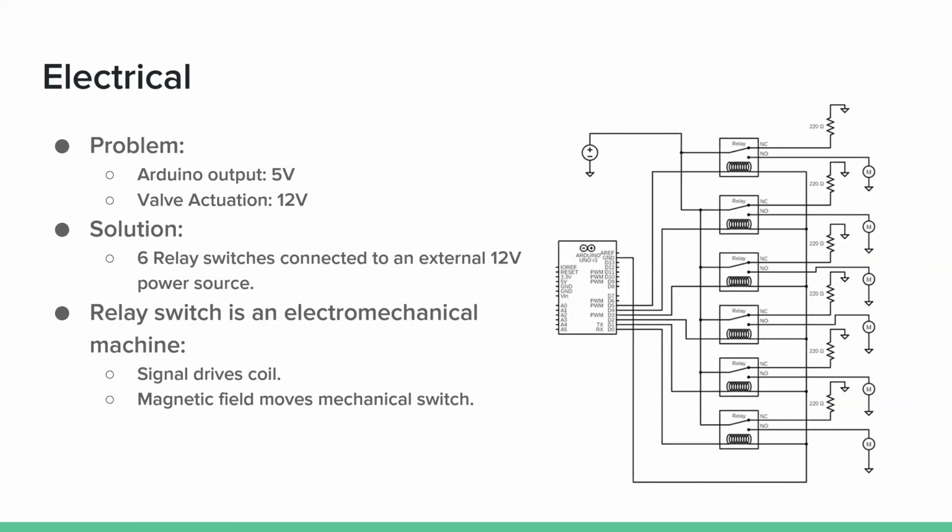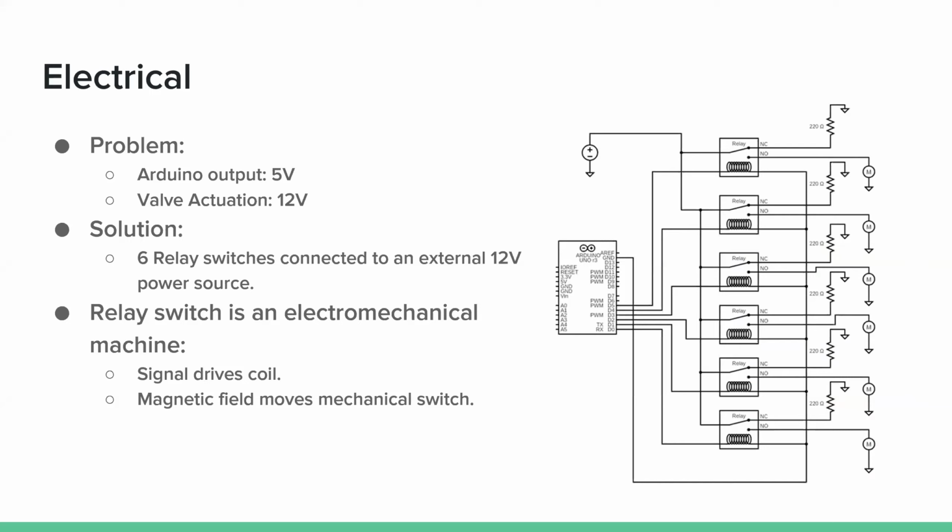And then the other problem we had is that the valves are actuated by a 12-volt signal, whereas Arduino can only output a 5-volt signal. The reason behind this mismatch in voltages is that we need a high flow rate, and this can only be achieved with a solenoid valve that's actuated at a high voltage.